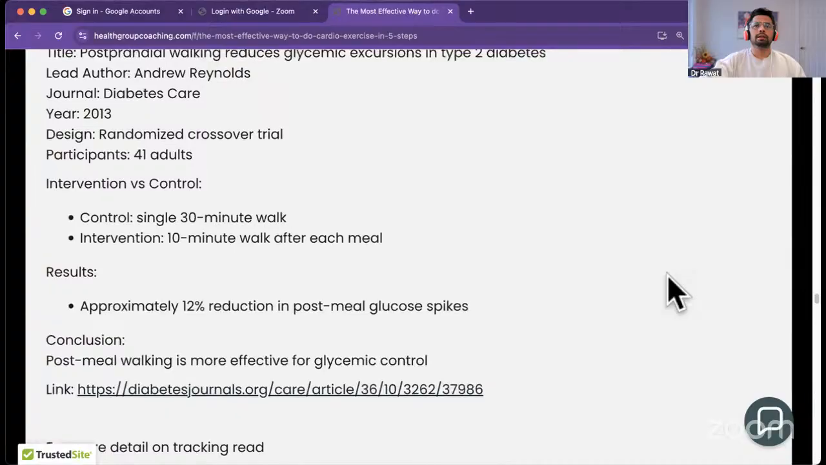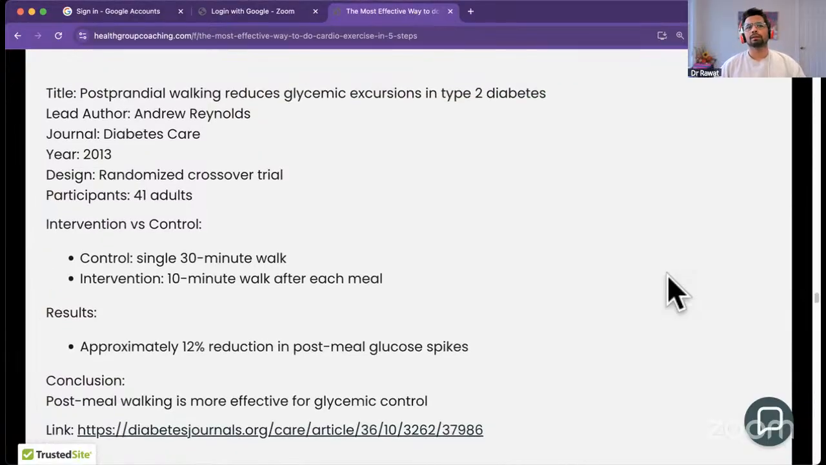And there was a really nice study here in type 2 diabetics, 41 adults, randomized controlled crossover trial. And what they did was one group would do a 30-minute walk, the other group would do a 10-minute walk after each meal. And then this is a crossover trial, so then they swapped over. So the first group would do the 30-minute walk, and the next group would do the 10-minute walk after each meal. And they found that across the board, there was a 12% further reduction in sugar in those people who walked after meals instead of just doing one walk in the evening.